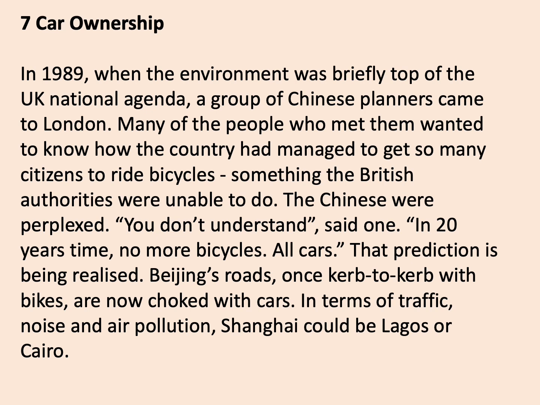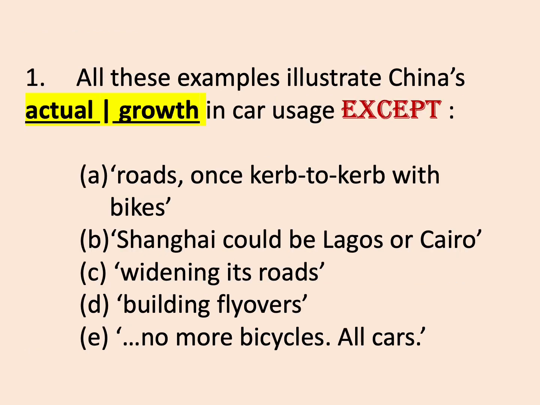Anyway, we're asked to find examples which illustrate China's growth in car usage from the list A to E and find out which one is not represented in the text. Straight away, we might notice the phrase actual growth and remember our first principle, that is, where there is a modifier to the key term, that modifier will be important. So we'll be looking through the text for the items mentioned in A to E and checking if such reference is to growth which is actual, that is, growth which has taken place. So let's start looking.